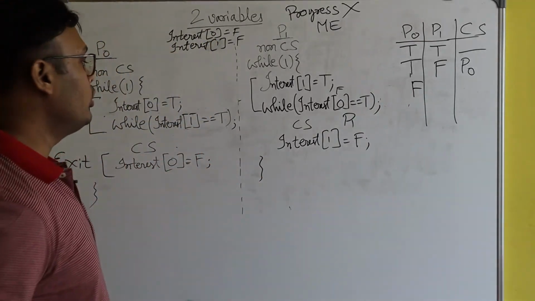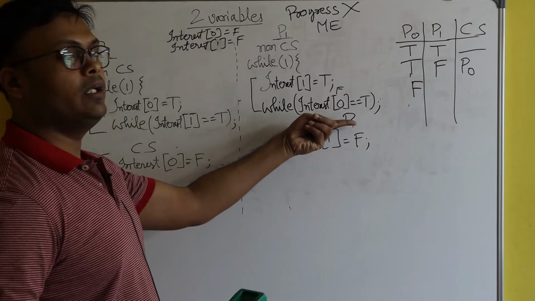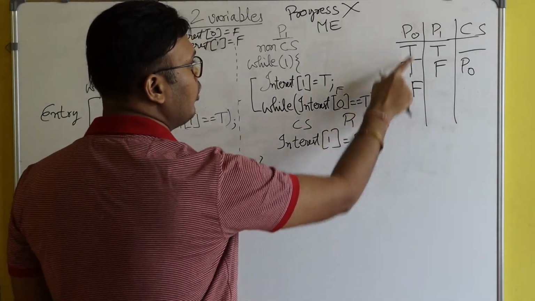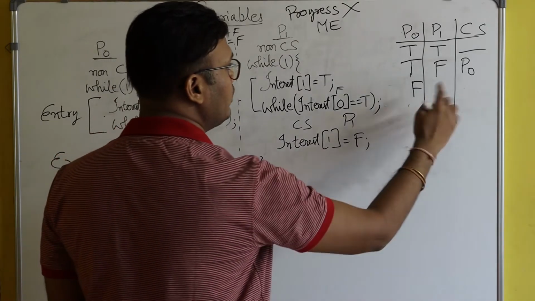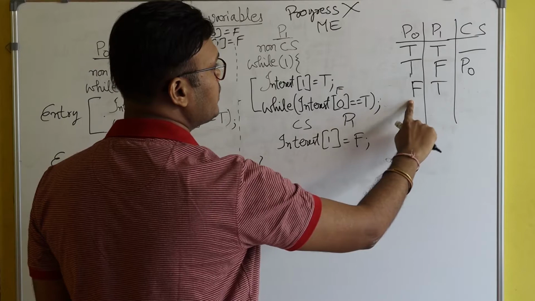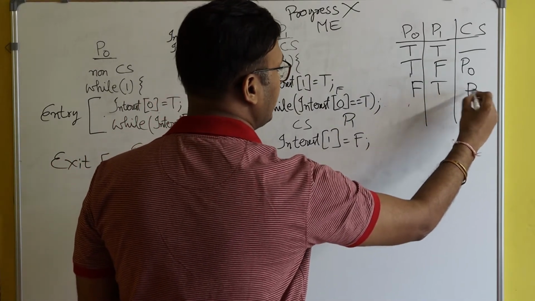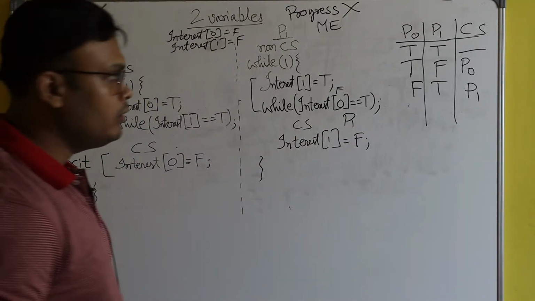So you see, when P0 is not interested, then only P1 can enter. Here I have written false under P0, which indicates that P0 is not interested, and true under P1. It means P1 is interested, and since P0 is not interested and P1 is interested, P1 has entered inside the critical section. Fine, simple.